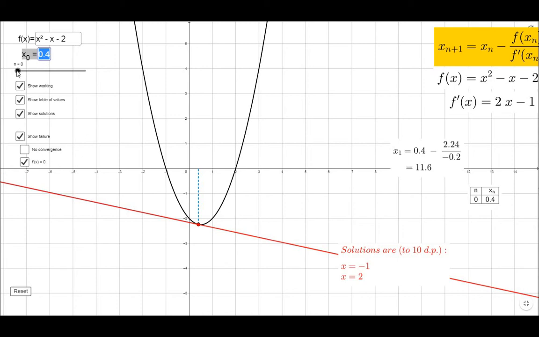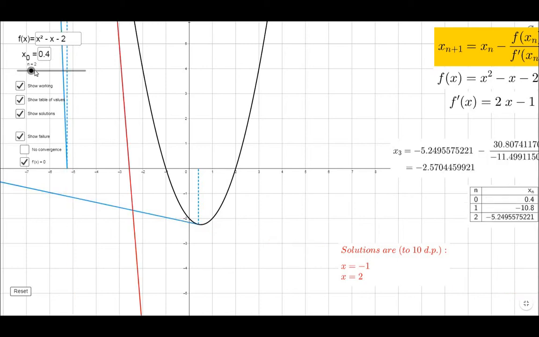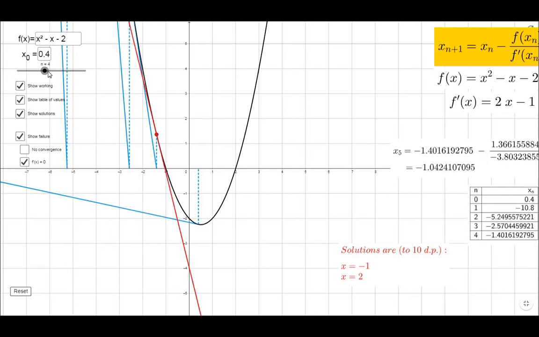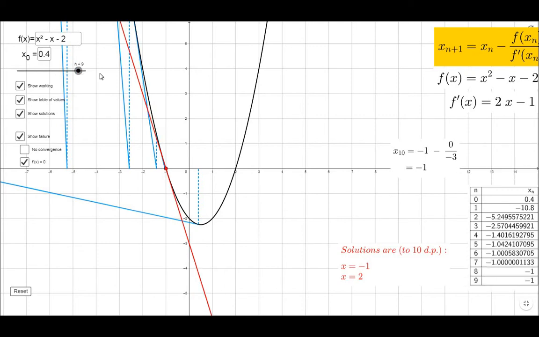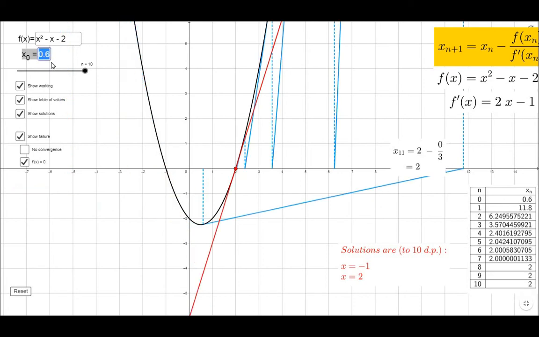However, that doesn't bother us in the long term, because if we continue this, we can see that each step takes us closer to that root. On the right hand side of the screen you can see our approximations each time, so we're heading to the -1. And the same thing would happen if we tried, instead of 0.4, let's try 0.6. The same thing happens there.